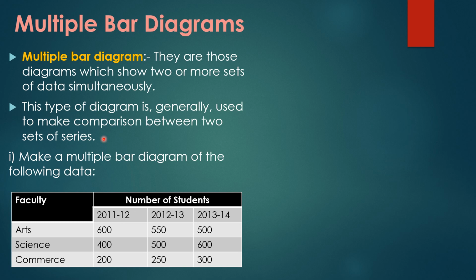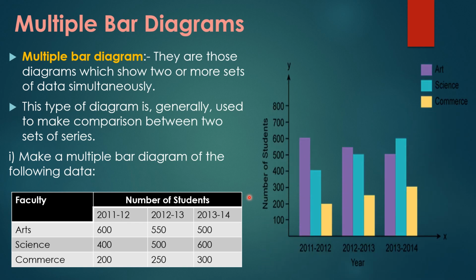Let us take one example and then things will be clearer. Make a multiple bar diagram of the following data. Here we have the data given, that is faculty divided as arts, science and commerce. And the number in 2011-12 is given as 600 in arts, science 400 and commerce 200. Likewise for 2012-13 and 13-14, the number of students who have taken admission is written over here. Now we have to present this in the form of a bar diagram. So let us see what the solution will be.